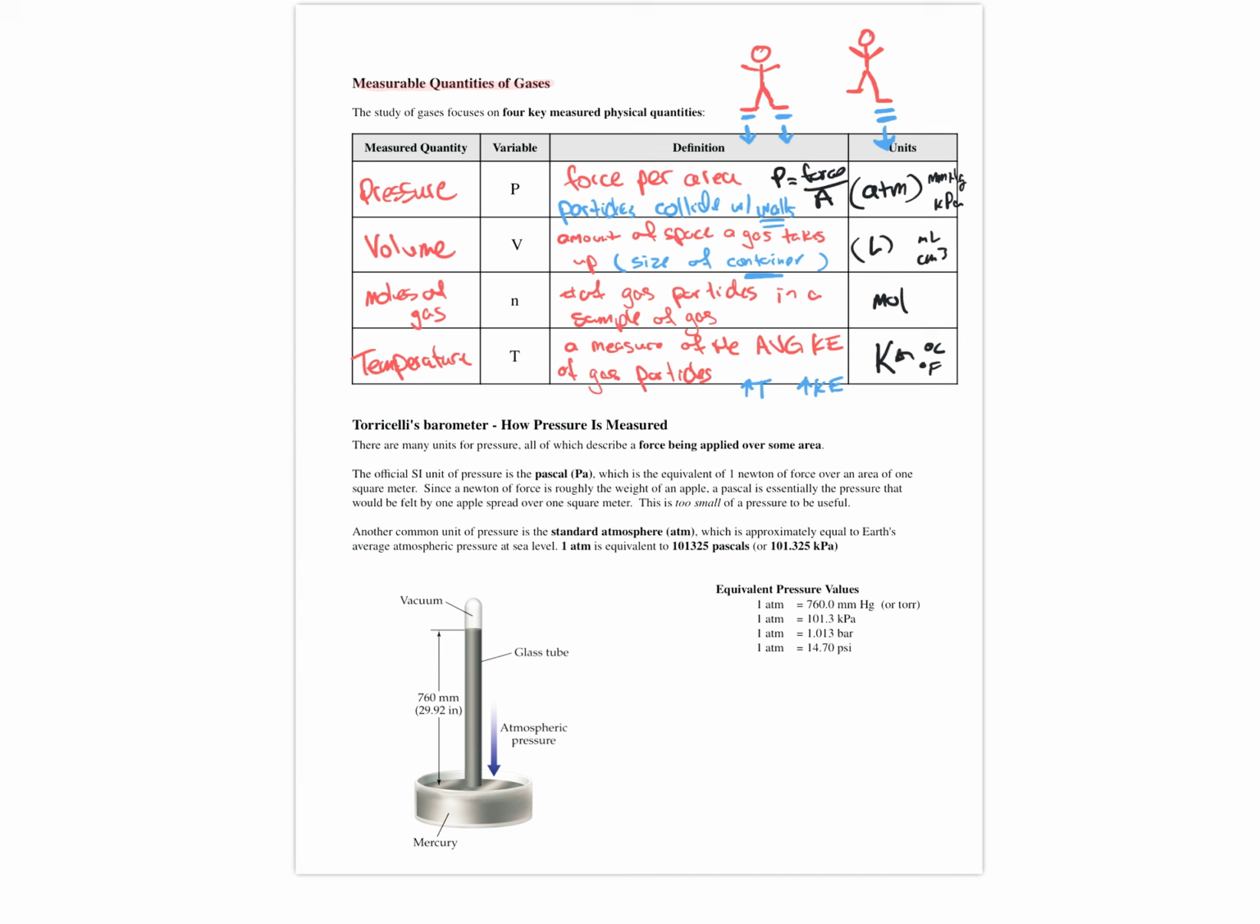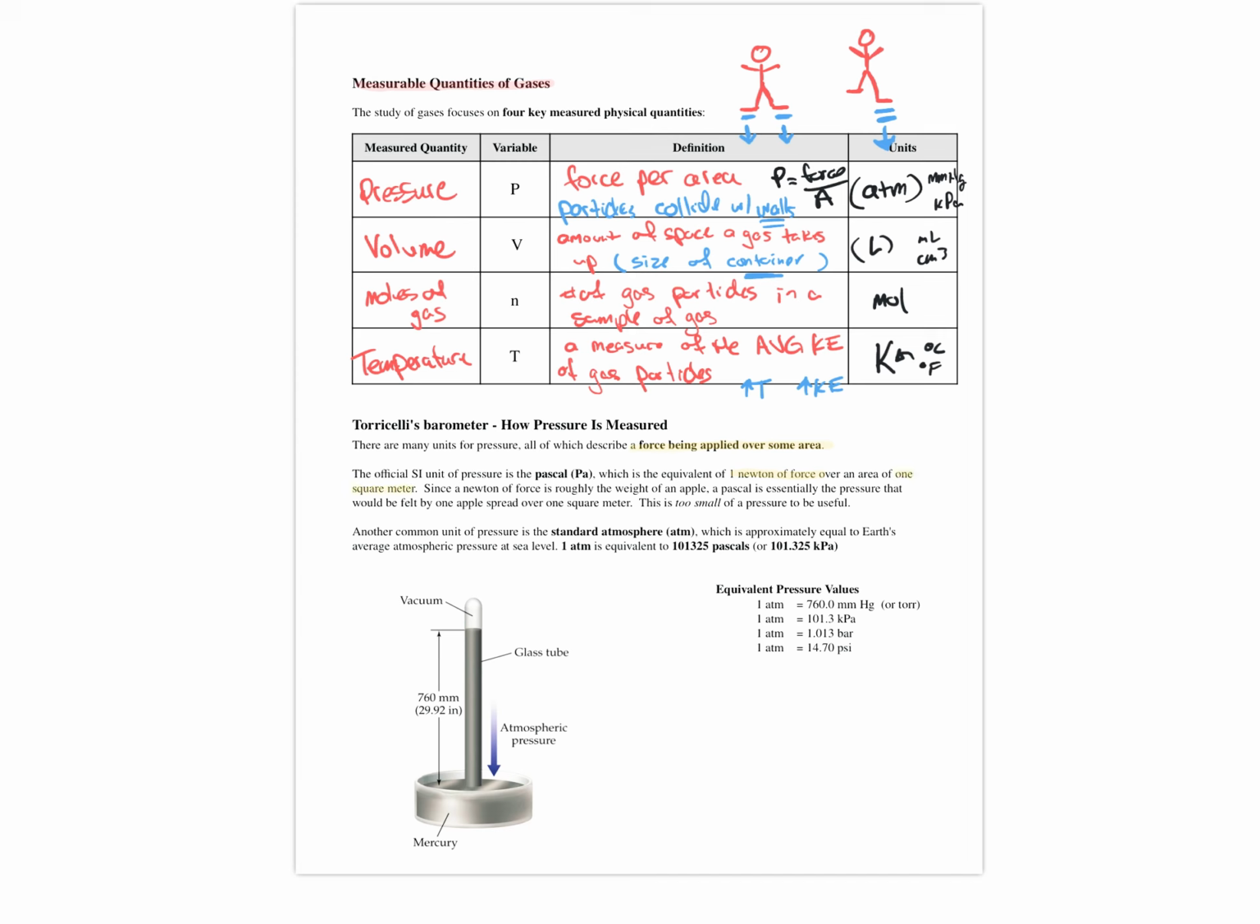Now let's real quickly look at pressure a little bit more closely. Again, pressure describes force being applied over some area. Now, the official unit for pressure, which we're not going to use a ton, is a Pascal. Pascal is defined as 1 Newton of force over an area of 1 square meter.